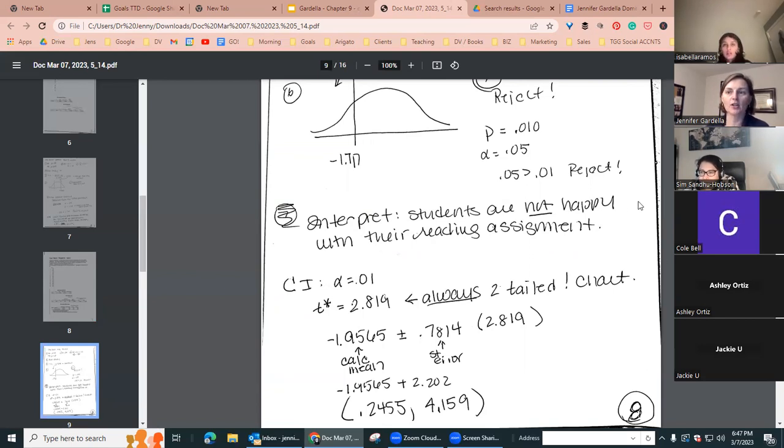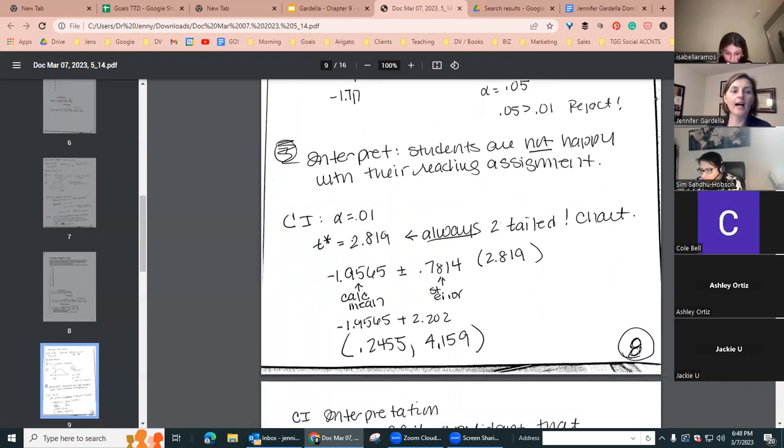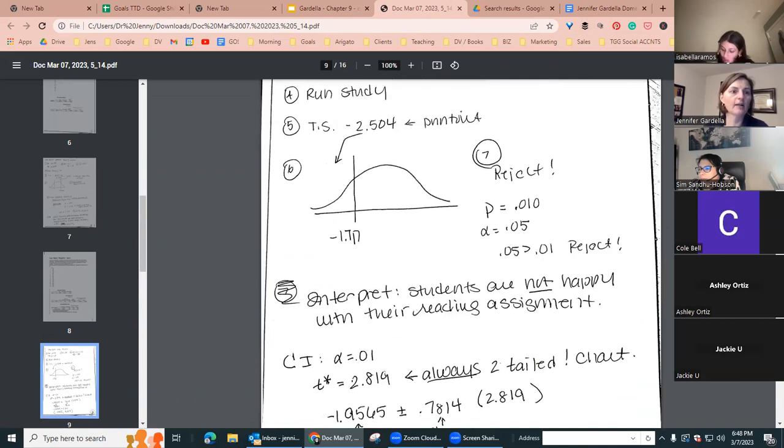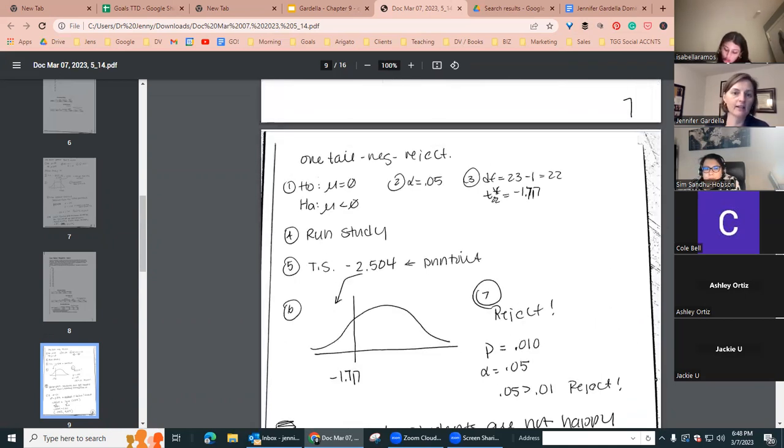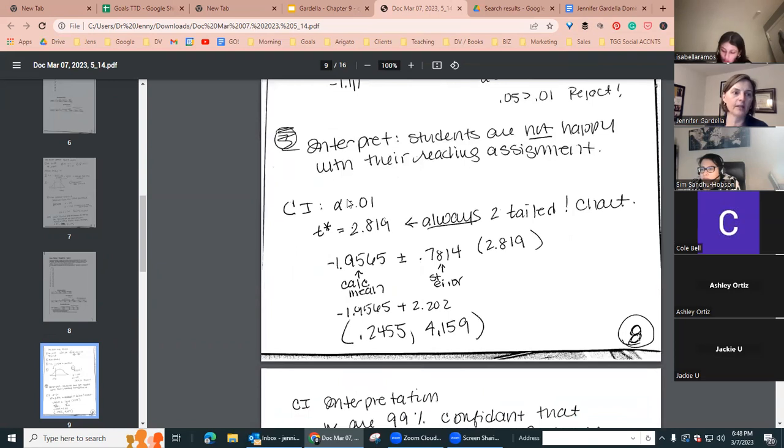Remember, it is critical that you understand this context. So if you just say something like scores are lower, you're just calling it in at that point. Now, I ran the confidence interval at 0.01, just to give you guys lots of examples. So I ran this as 0.05. I ran the confidence interval as 0.01. Your t critical at 0.01, 2 tails. Oh, confidence interval is always 2 tails. Your t critical is 2.819.